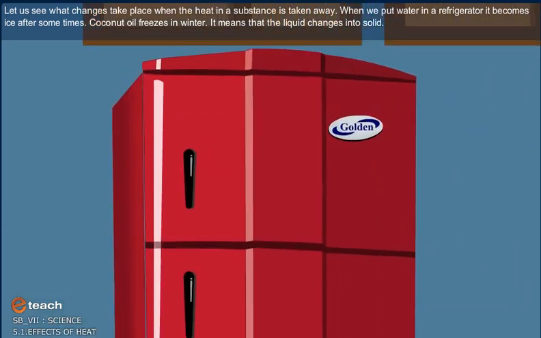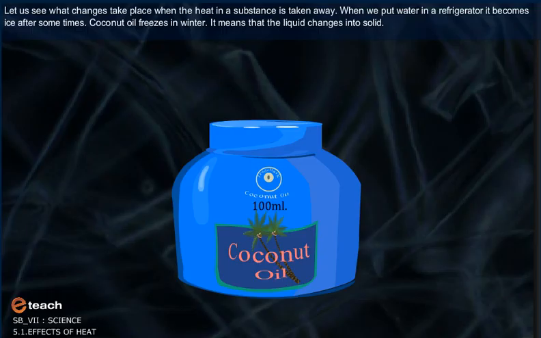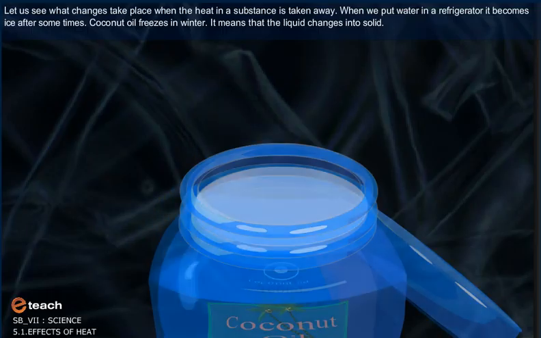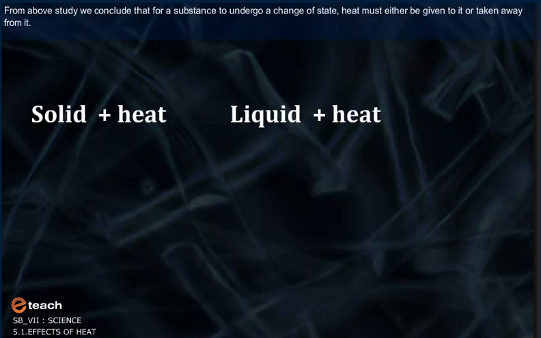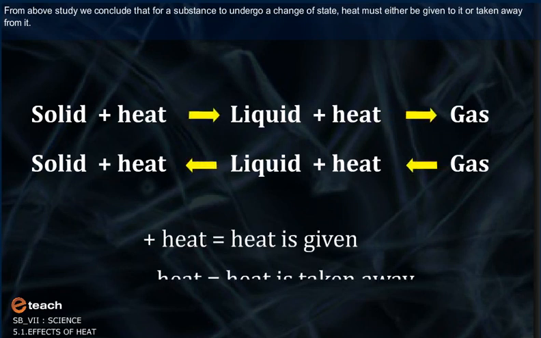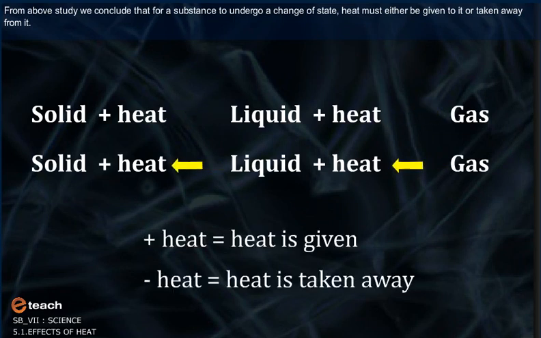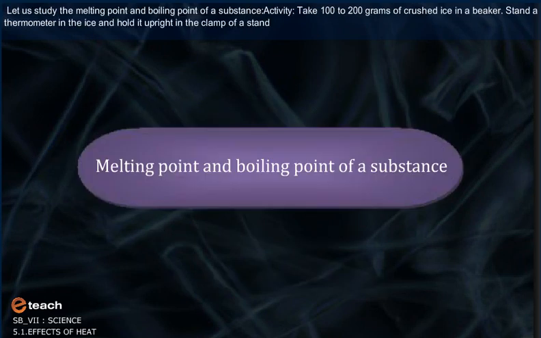Let us see what changes take place when the heat in a substance is taken away. When we put water in a refrigerator, it becomes ice after some time. Coconut oil freezes in winter. It means that the liquid changes into solid. From the above study, we conclude that for a substance to undergo a change of state, heat must either be given to it or taken away from it. Let us study the melting point and the boiling point of a substance.